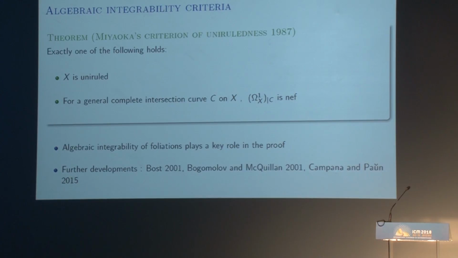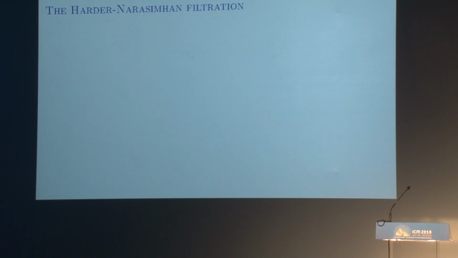And these ideas and this criterion have been generalized, and here I'm mentioning a few authors: Bost, Bogomolov, McQuillan, and more recently the work of Campana and Păun. So I'm going to try to explain this in the next slide. Okay, so let me start with the following setup. Let me remind you about the Harder-Narasimhan filtration.